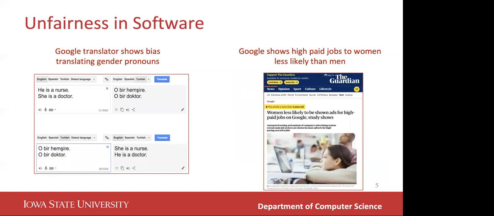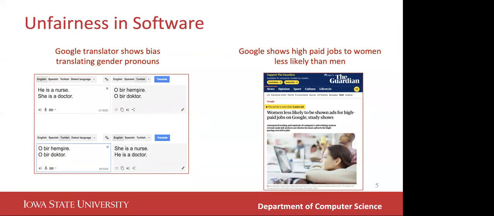On the left side, we can see Google Translate. We translated two sentences from English to Turkish, and then back from Turkish to English. Turkish is a language where there are no separate pronouns for male and female. When translating from English to Turkish and again from Turkish to English, we saw that the pronoun she was assigned to the nurse and the pronoun he was assigned to the doctor. But in the original sentences, it was reversed.